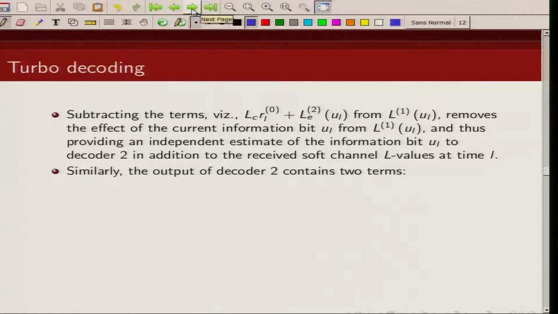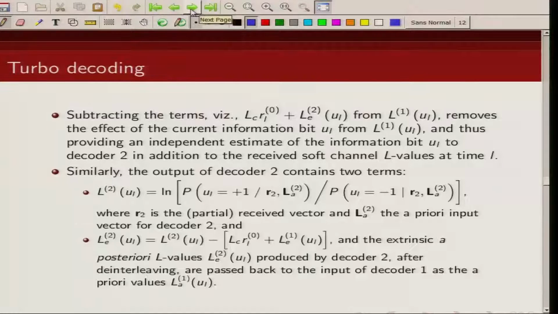And in the same fashion, the decoder 2 will also have 2 terms. One is this APP value and other is this extrinsic value.